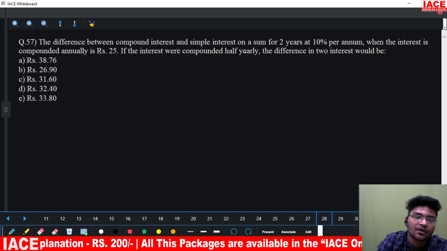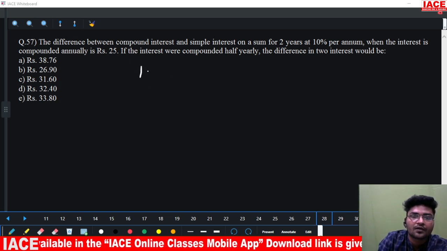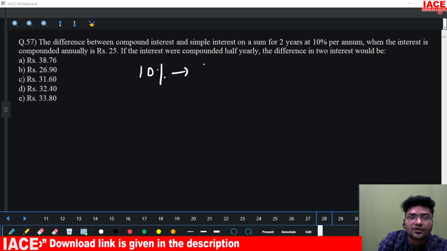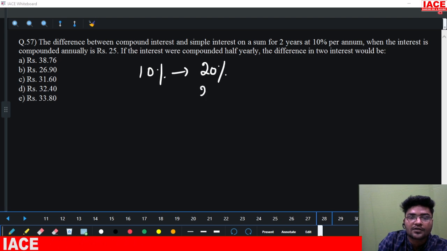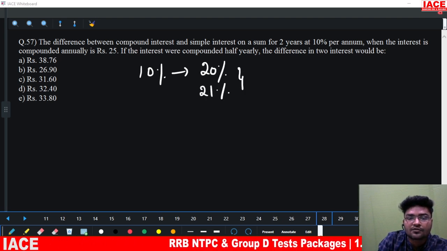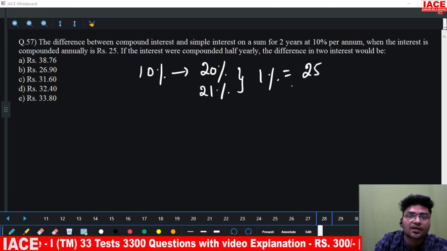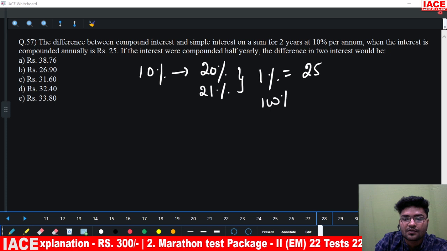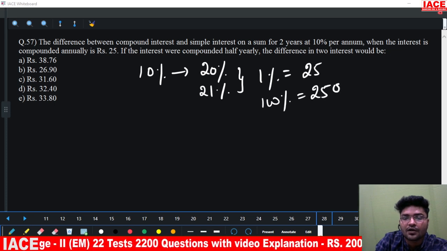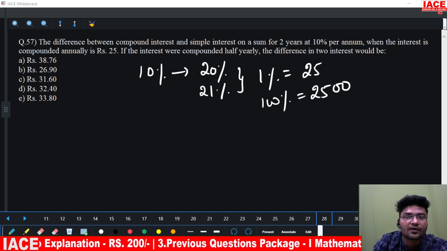Now at 10%, simple interest for 2 years will be 20%. Compound interest will be 21%. Difference will be 1%. 1% is 25, which means I can find out 100%. 100% will be 2500.